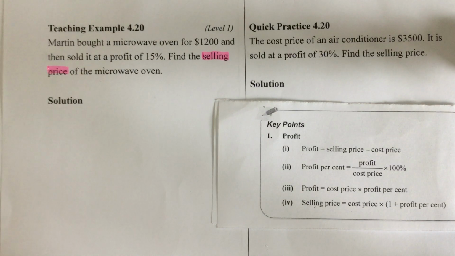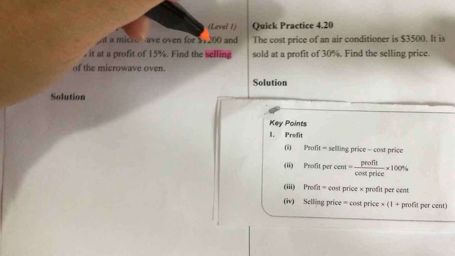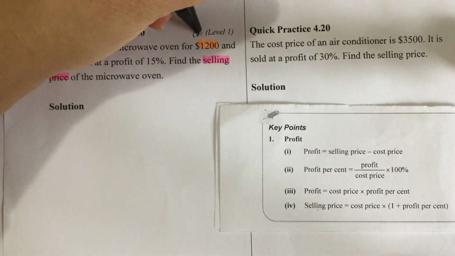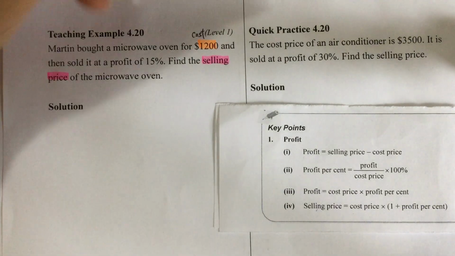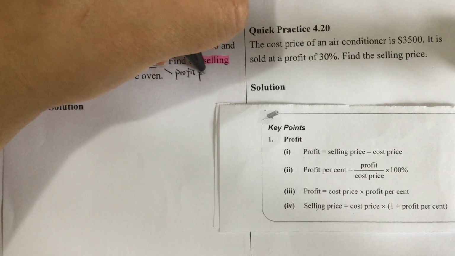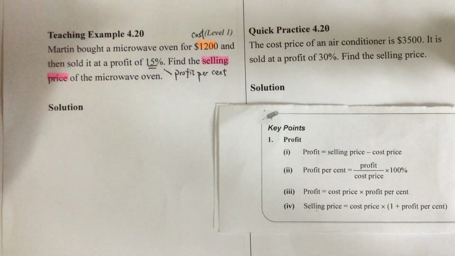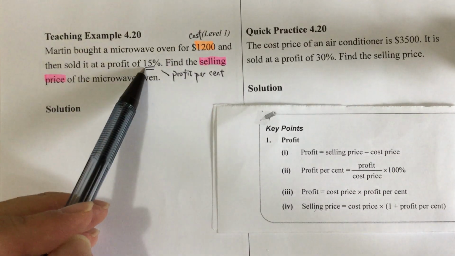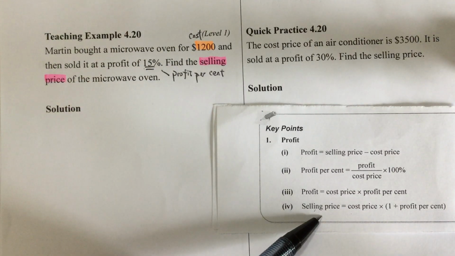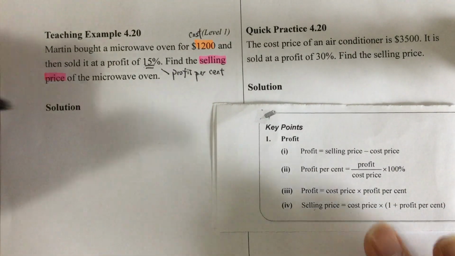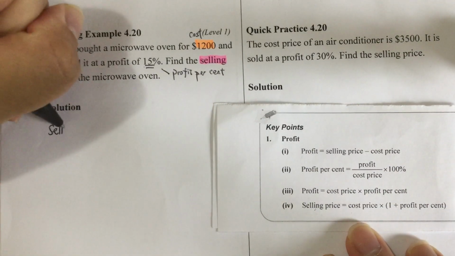So you can see immediately the cost must be $1,200. This is the cost. And then this is the profit percent. Okay, what we are going to do is find the selling price with the cost and the profit percent. So you can use the formula, because the selling price will equal the cost price times 1 plus the profit percent directly. So you can use this formula immediately.